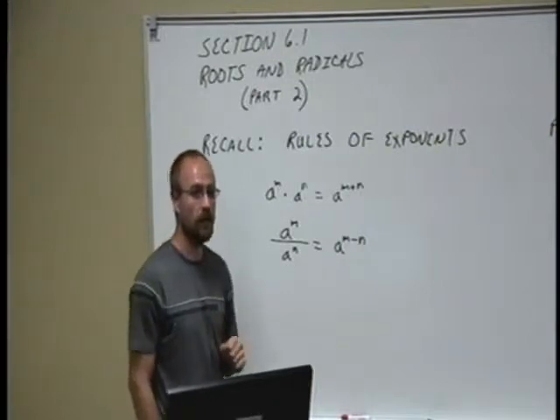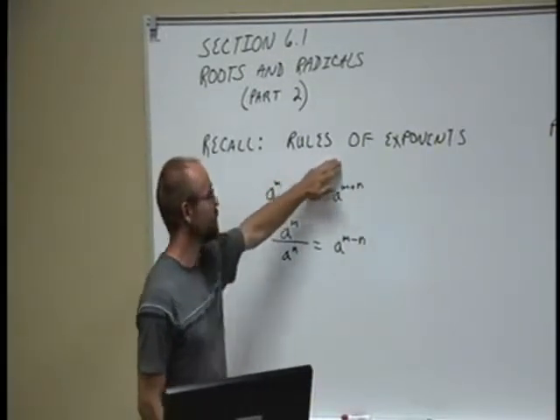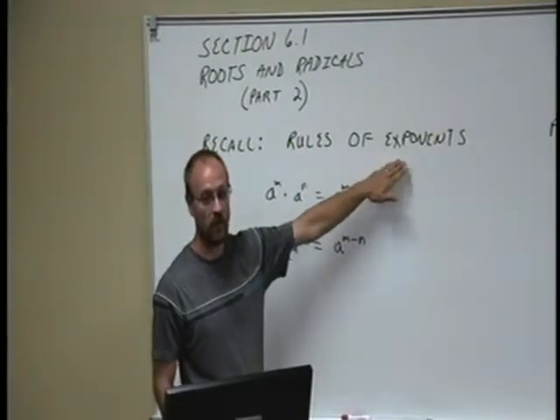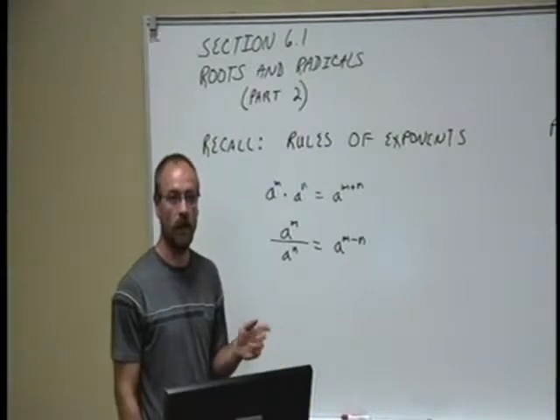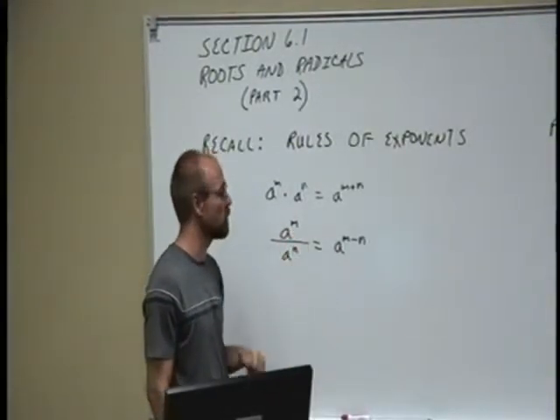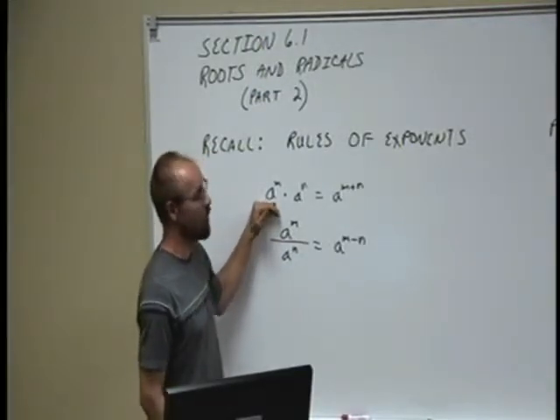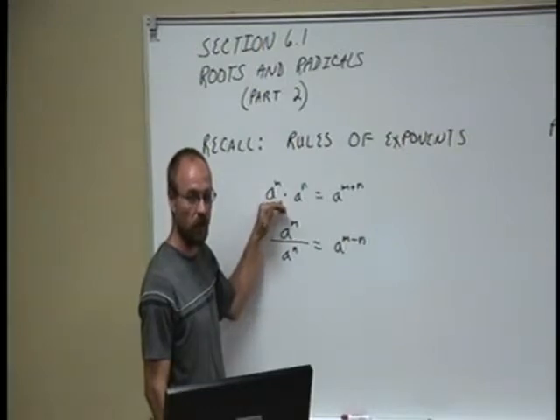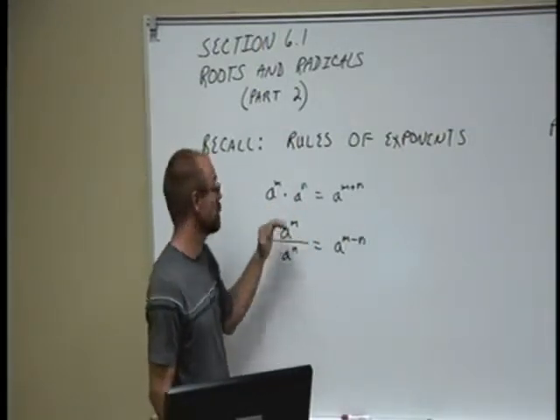One thing we have to recall is our rules of exponents. If you don't remember all of your rules of exponents, feel free to go back to sections 4.1 and 4.2 and review your properties of exponents. But two of them we're going to look at is our product rule for exponents, because we're going to apply these to radicals, or similar rules to radicals.